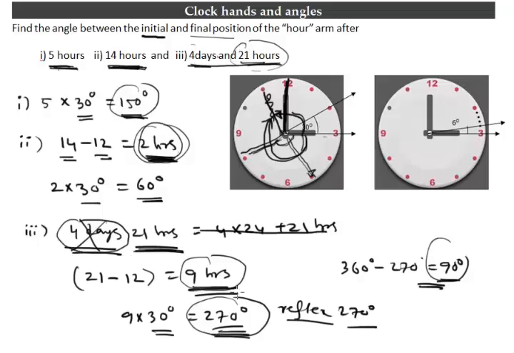And if it is greater than 180 degrees, then it is a reflex angle. And if we want to calculate the acute angle or right angle between them, then we need to subtract this reflex angle from 360 degrees, and then we will get the acute angle or right angle between the initial position and final position of the arm.